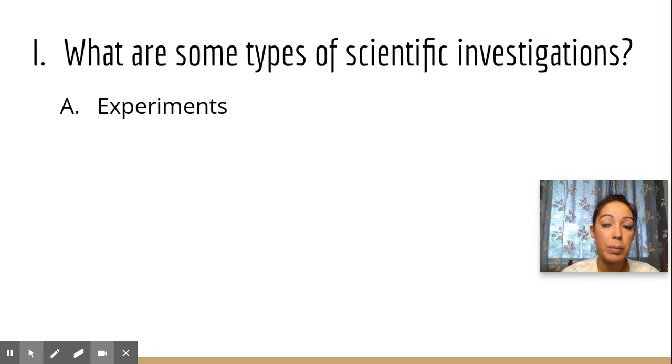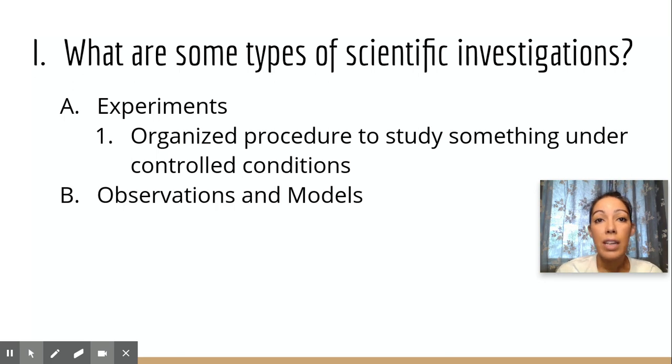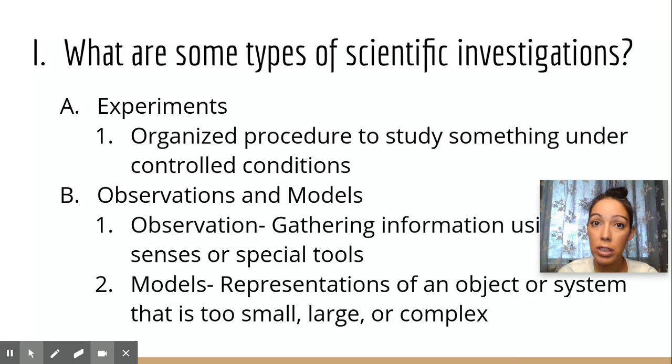We all know that an experiment is a kind of test that a scientist will run under controlled conditions so they can make predictions of their outcomes and then see if their predictions were correct at the end. Scientists can also use observations to study, to make investigations, and models. Models are super helpful for things that are either too large to study easily or too small to study easily.